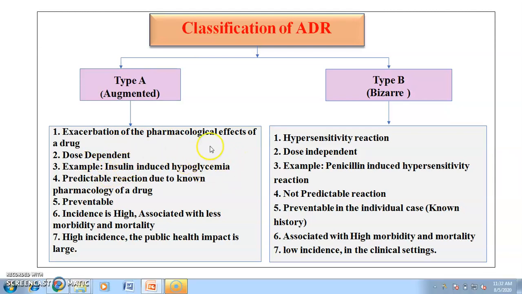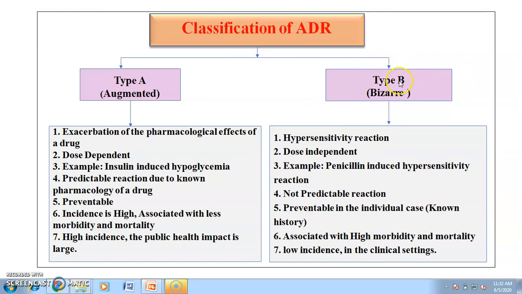hypoglycemia. Next, these are predictable reactions due to the known pharmacology of a drug, and they can be easily predicted, and these reactions can be easily preventable. And the incidence of these type A reactions is very high, and they are associated with less morbidity as well as mortality, but the incidence is very high, so the public health impact is very large.